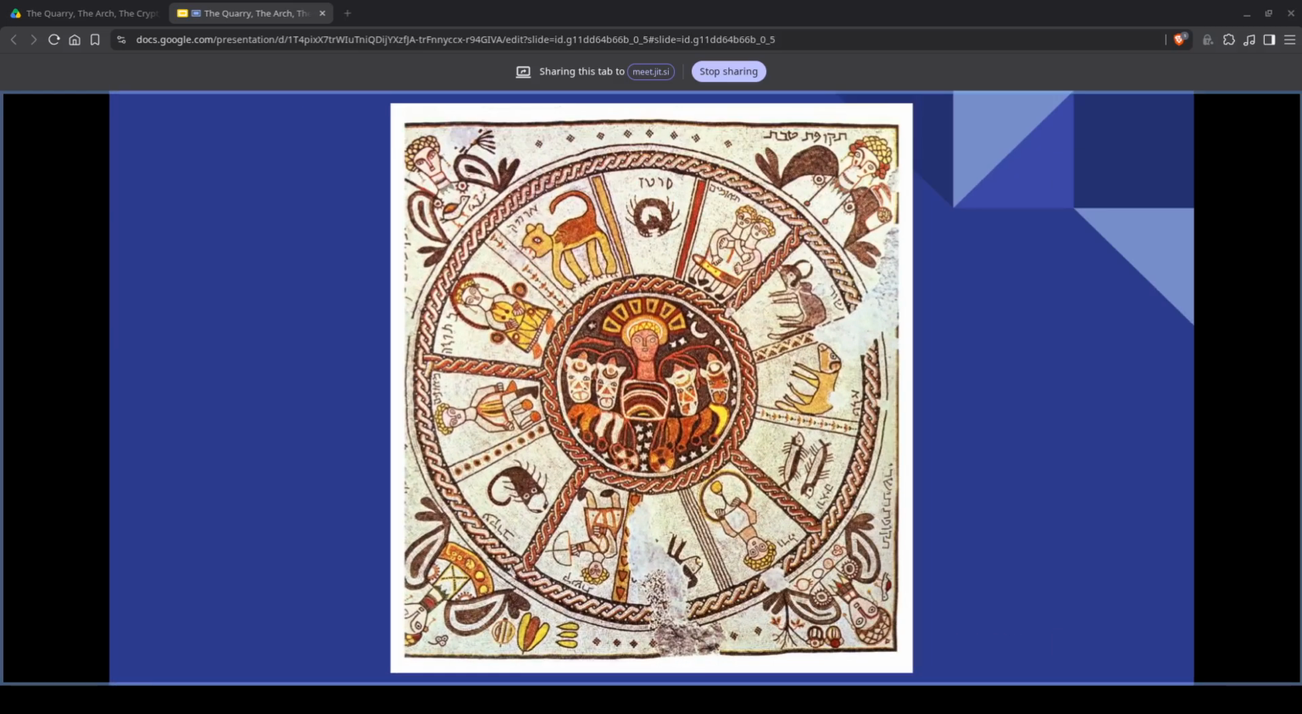12 months, 12 tribes, 12 zodiac constellations. They all revolve around each other in a spiritual realm and influence us from above. The Kabbalistic book of creation attributed to Abraham reveals the underpinnings of the universe and ties together the set of 12. This mosaic we're looking at is actually on the floor of the 6th century synagogue at Beth Alpha.